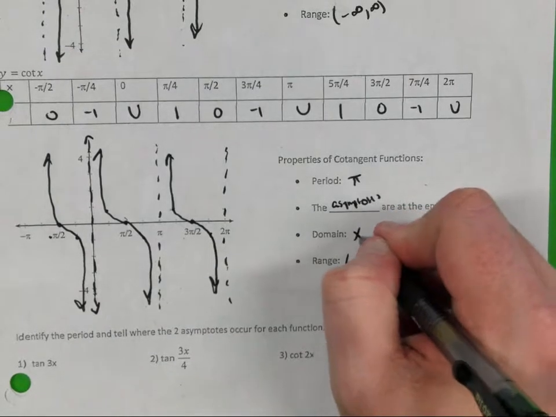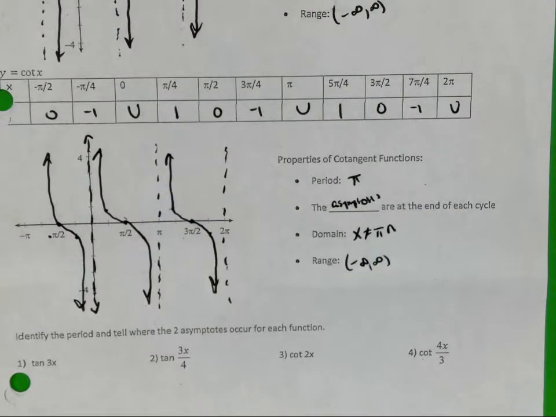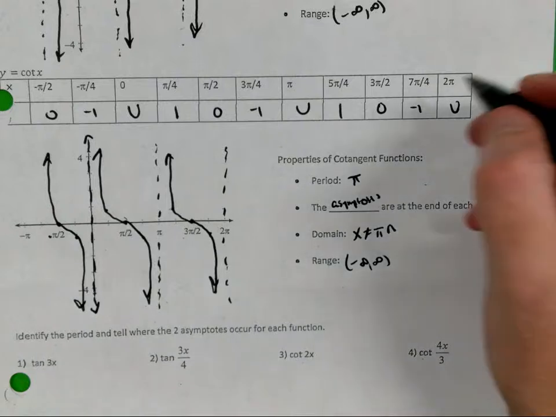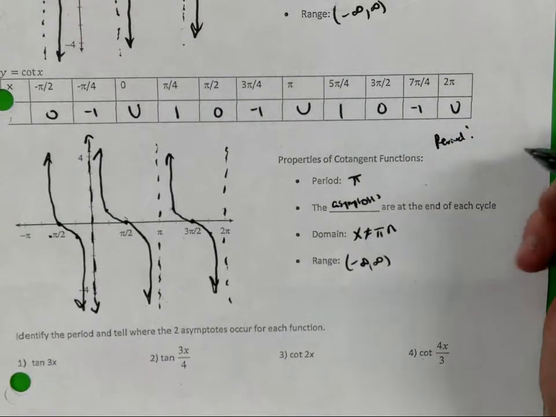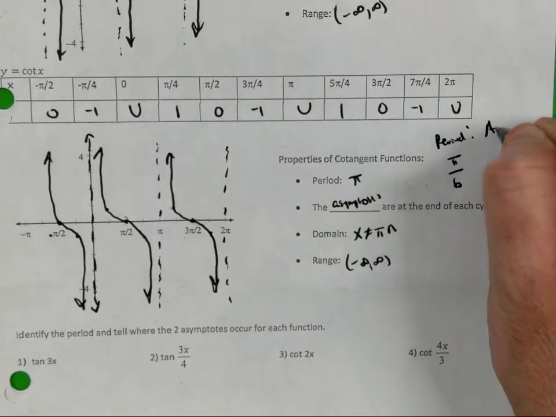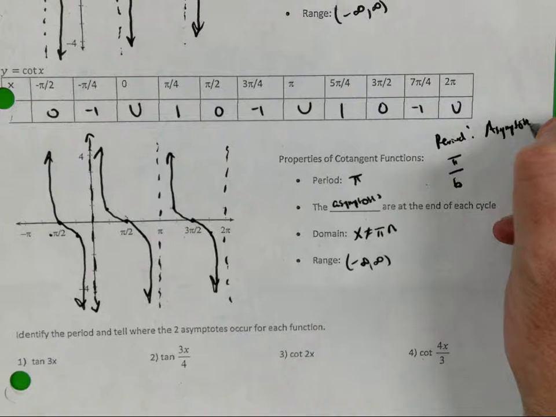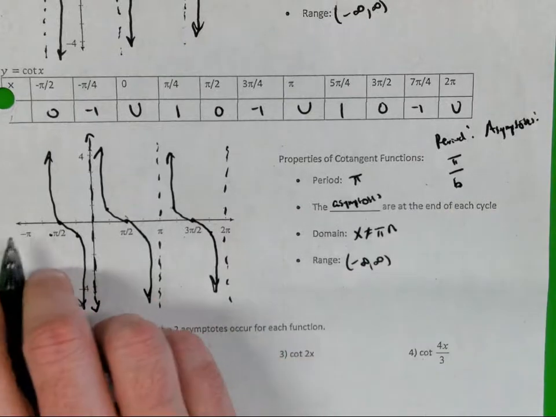So I will put x cannot equal n pi, because n pi takes care of 0. 1 times pi is pi. 2 pi, 3 pi, and all that. Now, to find the period of cotangent is the same as tangent. Pi over b. Asymptotes. I'm going to stop right there.